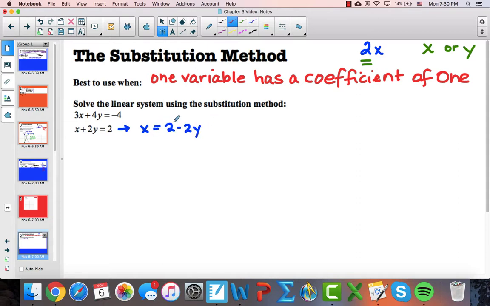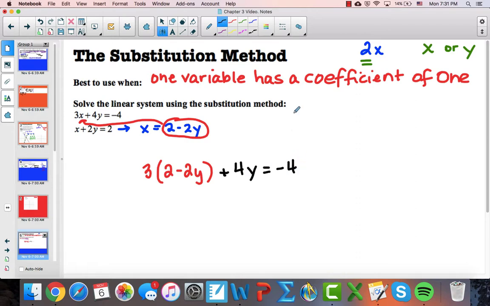I'm going to take that 2 minus 2y, and I'm going to substitute it in for x in the other equation. So I get 3 times 2 minus 2y. Now stop if you're trying to do this on your own. You are watching and learning because you may learn something as we're doing this, okay? So we plug 2 minus 2y, we substitute it in for x. And then we add 4y and subtract 4. You have to treat these videos like a lesson, guys, not like I know how to do this, so I'm going to do it.